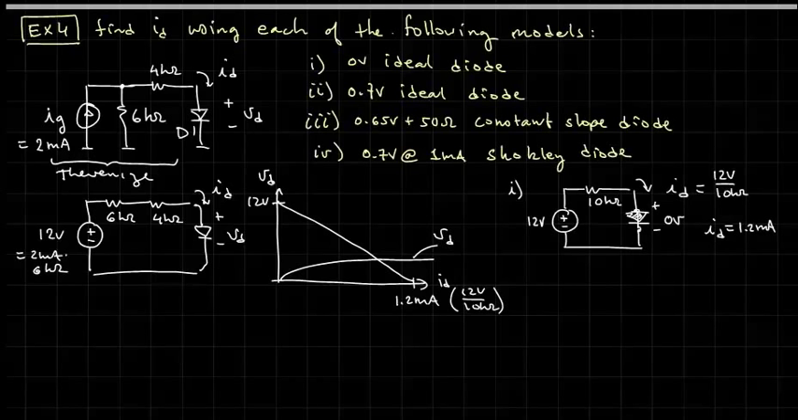For the first case, I've replaced the diode with a 0-volt source, or short, and the current is trivially simply the 12 volts over the 10K.